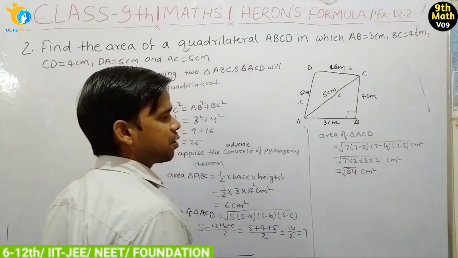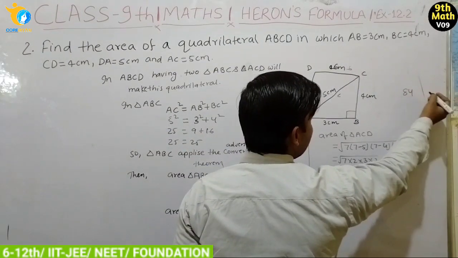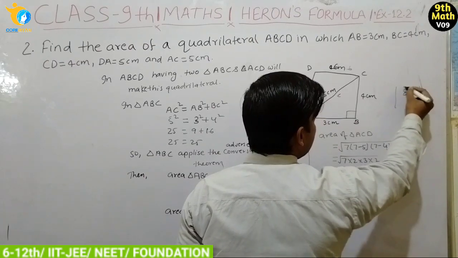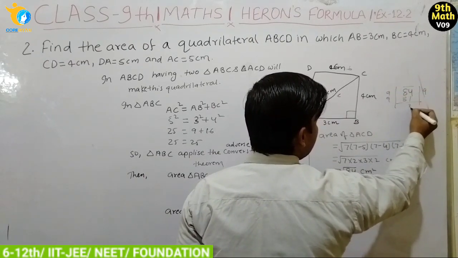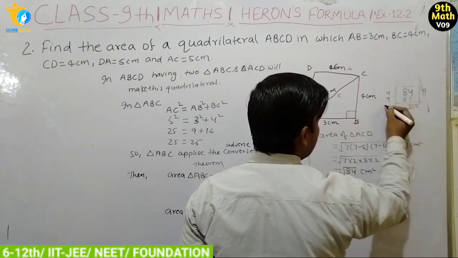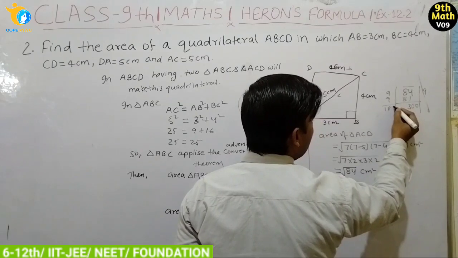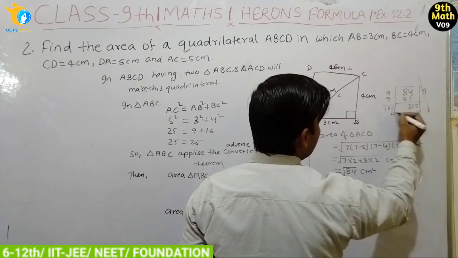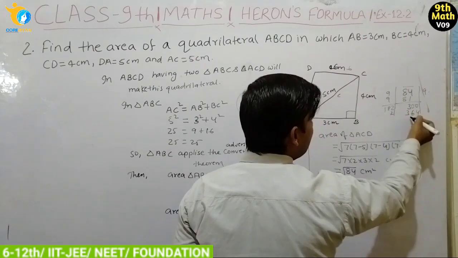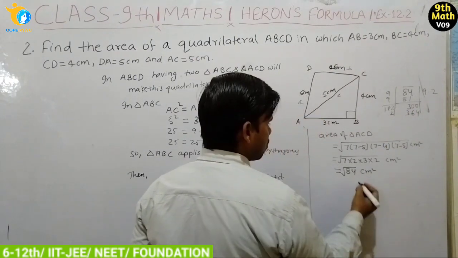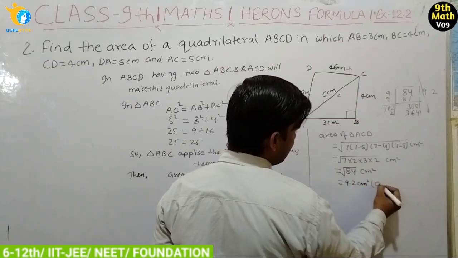Then you have to find the square root of 84. How can you find it? By the division method. 84. 9 nines are 81. Then comes 3.00, here comes 18. It comes to about 9.2 centimeter square, almost.